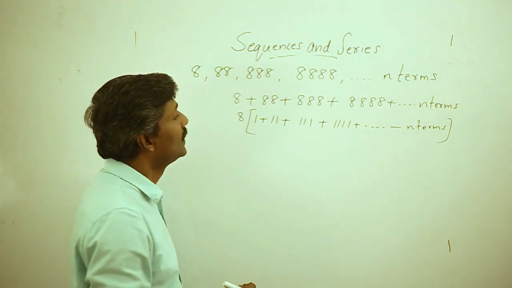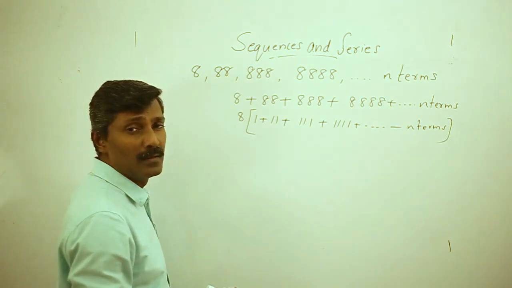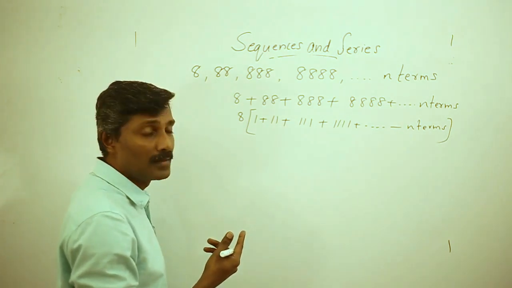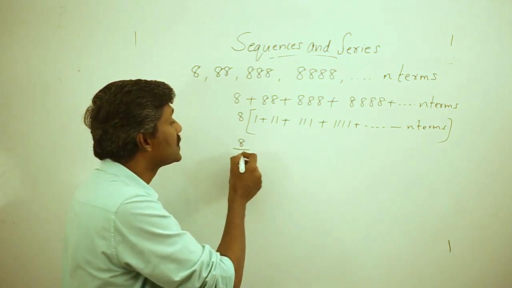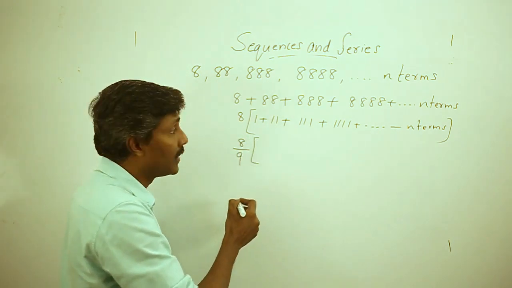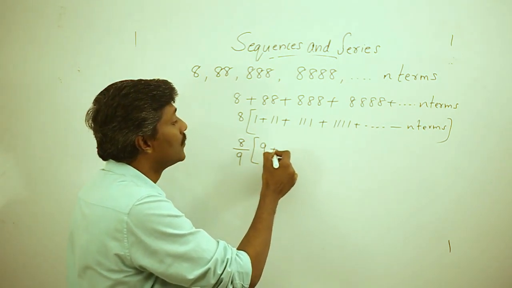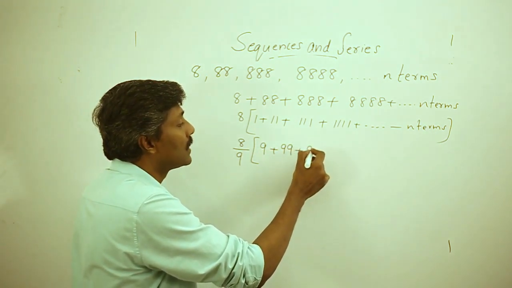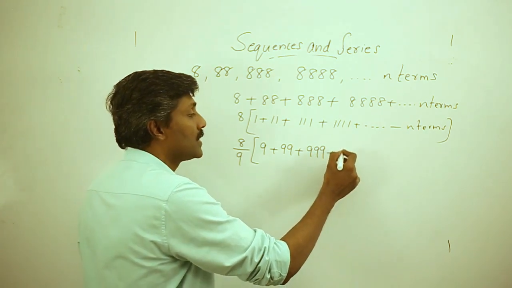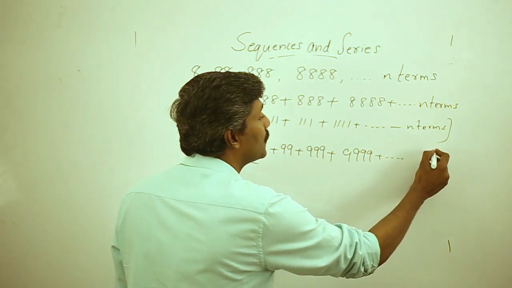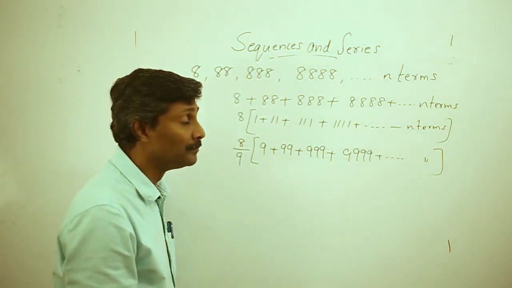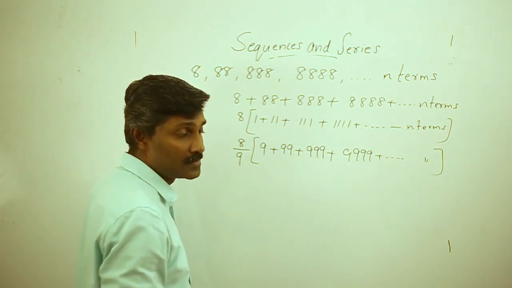Now, let's multiply and divide this by 9. Why? If I divide this by 9 and multiply by 9, what I get is 9 plus 99 plus 999 plus 9999 plus etc. again up to n terms. Okay? Why did I do this?